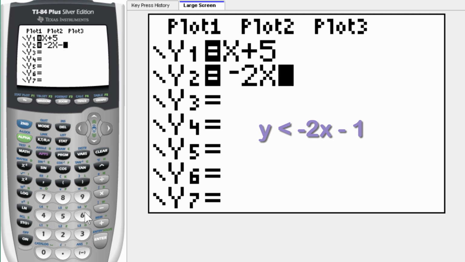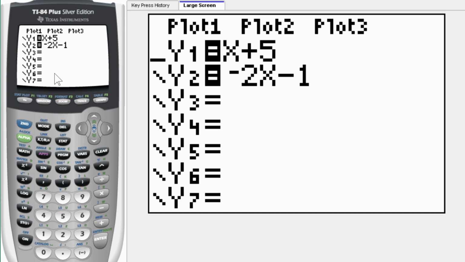2x minus 1. Now at this point I need to change the lines to the left of y1 and y2 in order to graph an inequality instead of an equation. You need to start by moving your cursor over that line to where it's blinking, as you can see here. Now this is to the left of y sub 1.